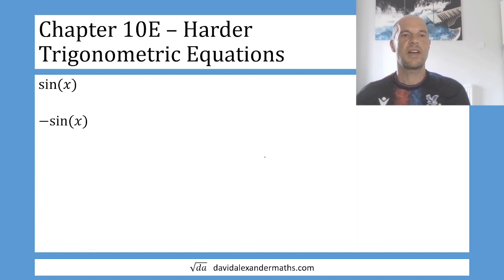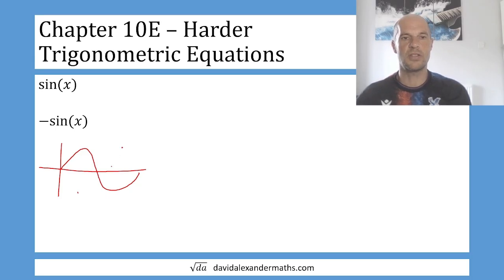So what about sine of x and negative sine of x? Here the transformation is outside of the brackets, so it's affecting the y coordinates. Let me first of all draw sine of x. The positive y values will be made negative and the negative y values will be made positive. So what we have here is a reflection in the x-axis.